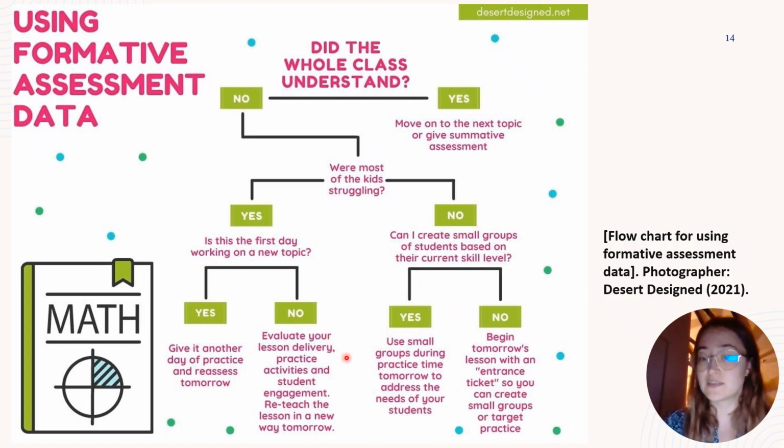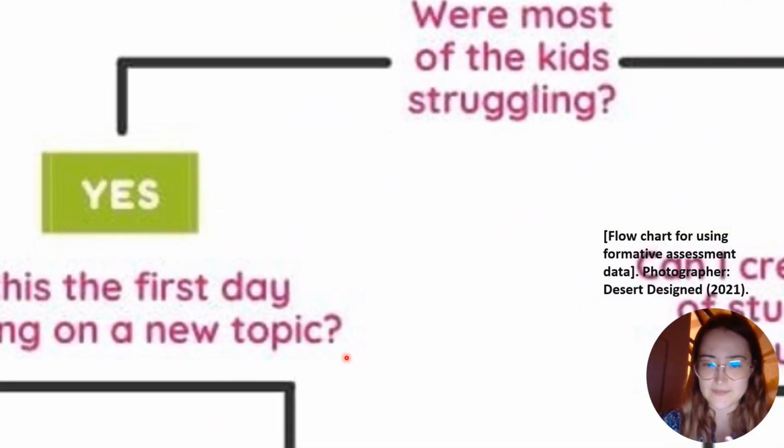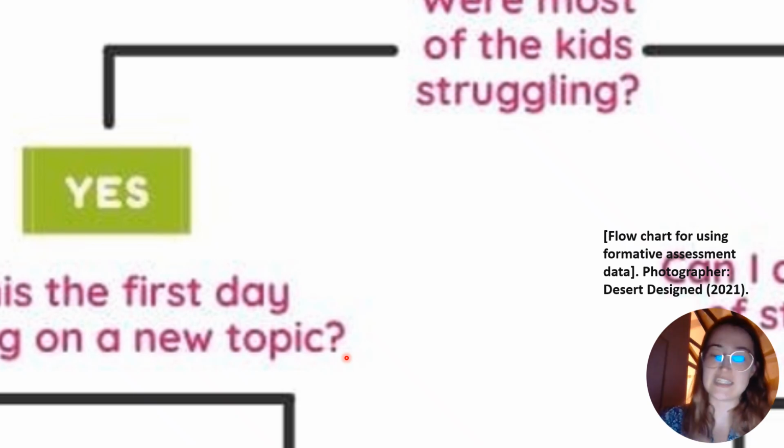But if it's not, and there are still a majority of the class struggling, then we need to evaluate our lesson delivery, practice and activities, and the way that we have taught this. And we need to reteach it in a different way the following lesson, because clearly they didn't understand. So we need to reteach it.